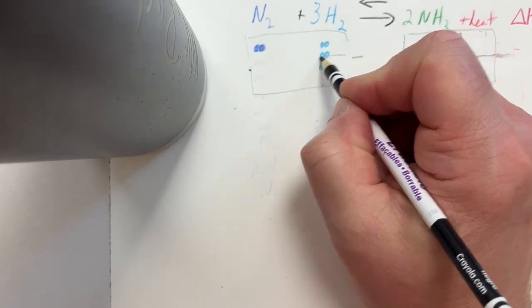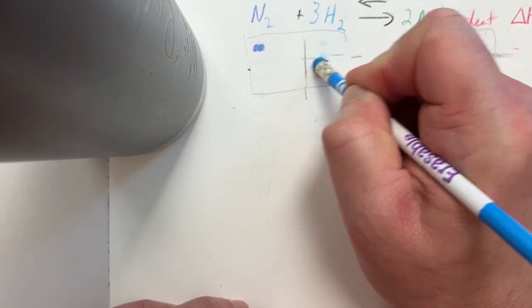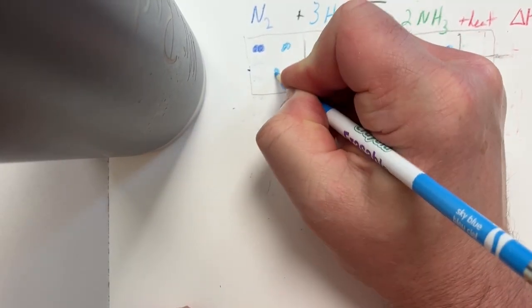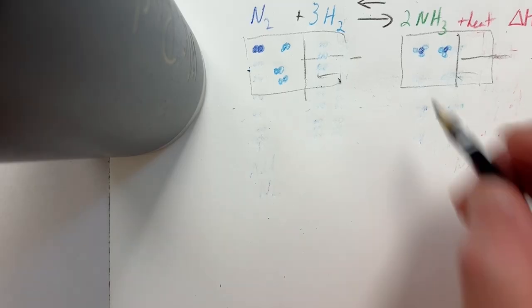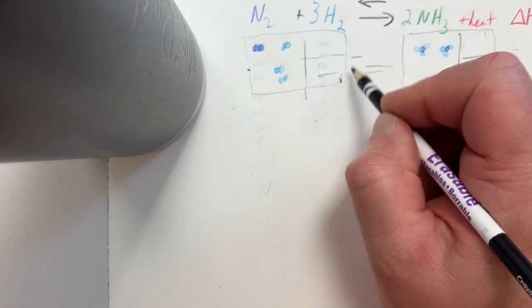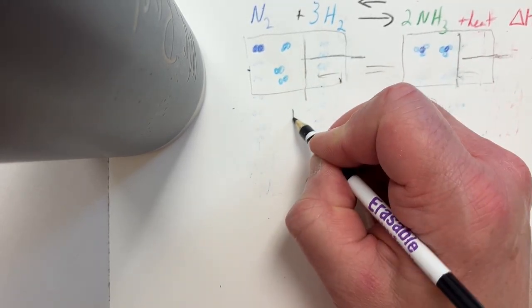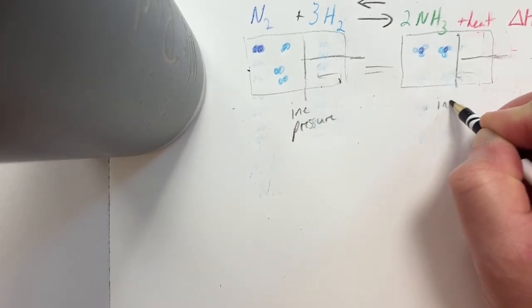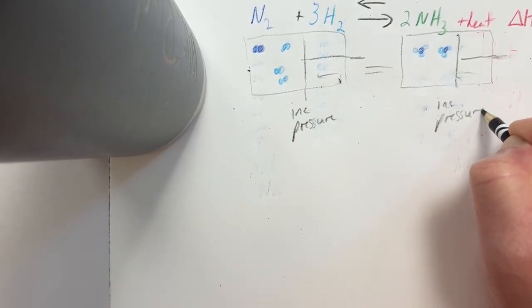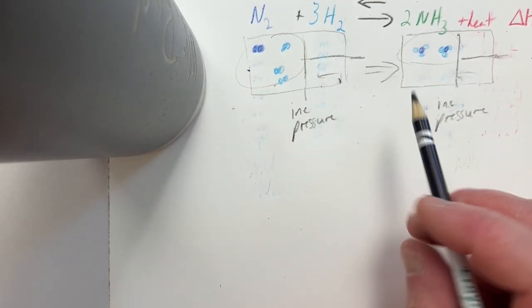And since the reactant side has 4 molecules, the 1 nitrogen and the 3 hydrogen, and the product side has the 2 ammonia, what's going to happen when LeChatelier sees this happen, he's going to be like, oh no, the pressure is too much. So what he's going to want to do is make the side that has fewer molecules favored. So he's going to want to move things toward the ammonia side if you increase pressure, because then he's exchanging 4 molecules for 2, and 2 won't take as much space, and the pressure will be relieved.